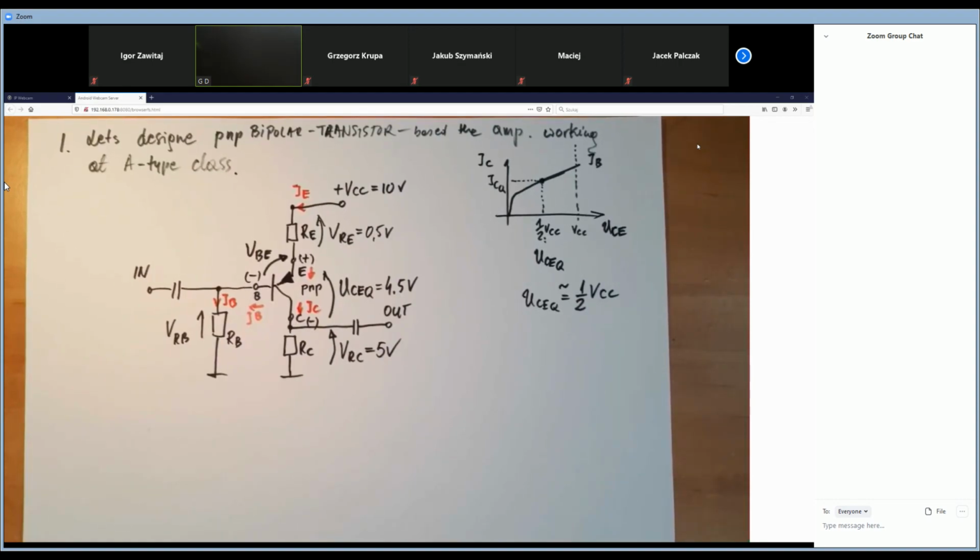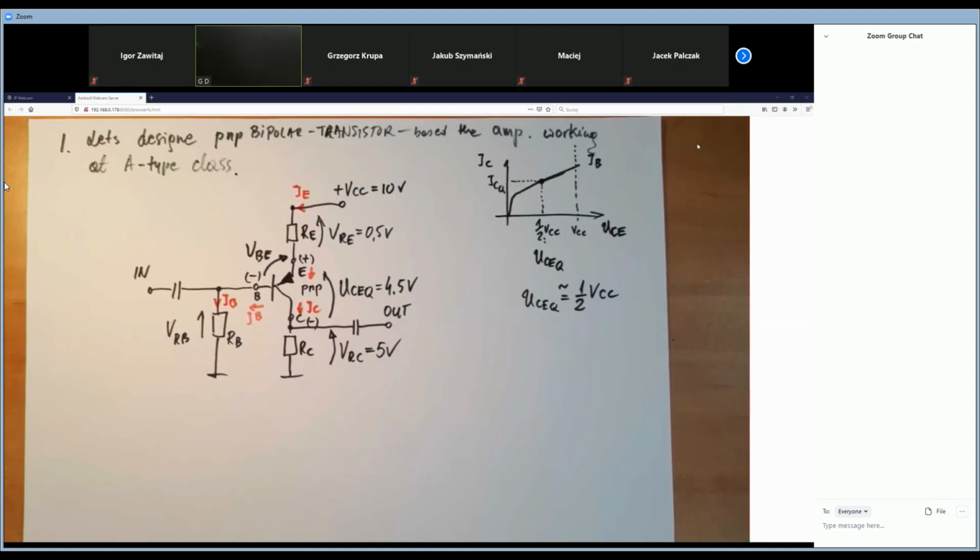So what we can do in the next step, we have to calculate something. We have to find the values. First of all, we have to choose the transistor. Why? Because we have to find the beta for calculations. So that's why we have to go to the data sheets or catalogs and choose some transistor.